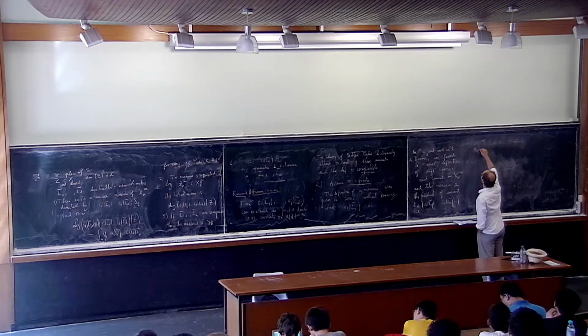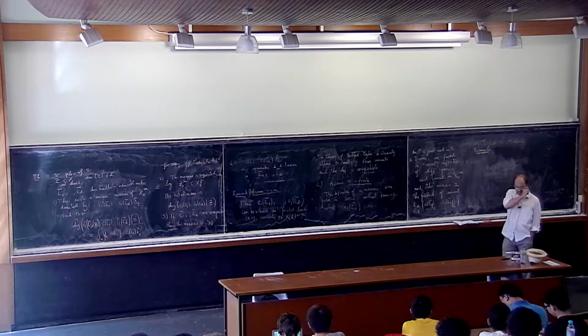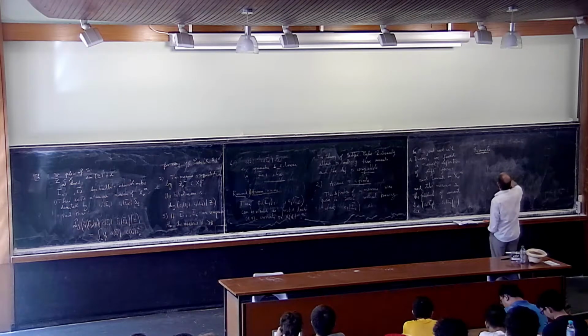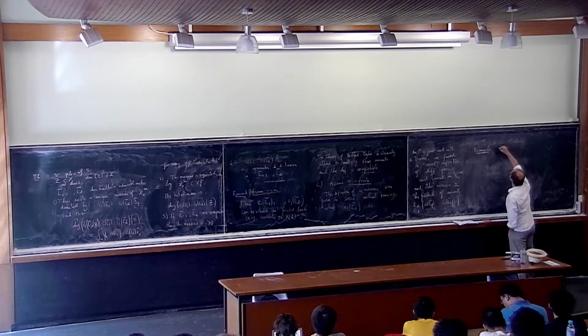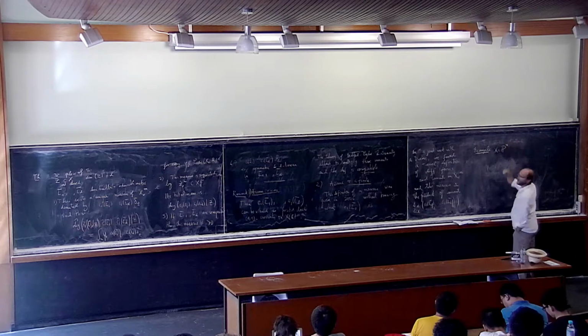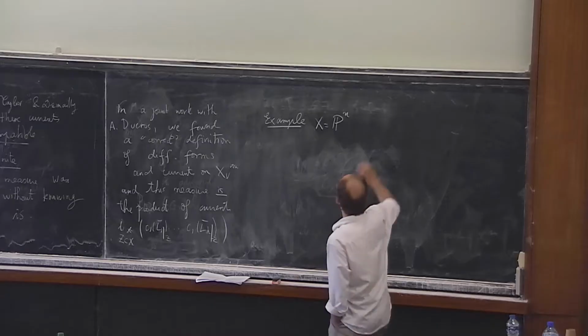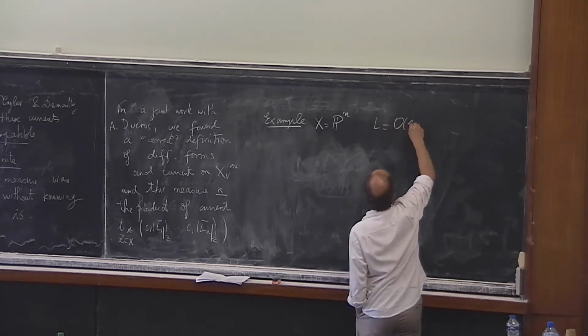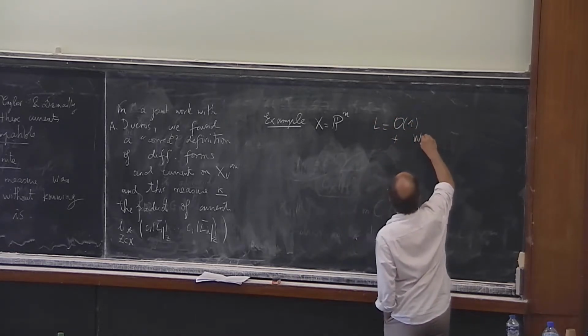So then, I will give 2 examples. The first one will be take X to be P^n, and the line bundle will be O(1) with the Weil metric.